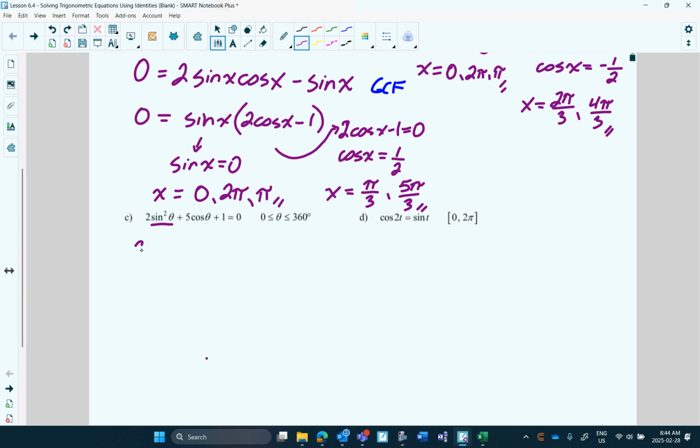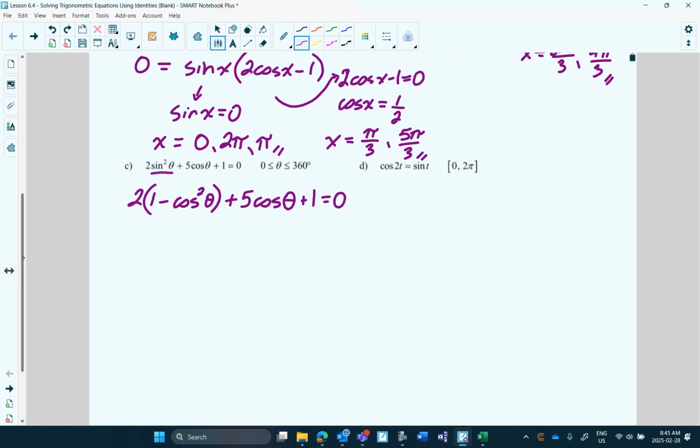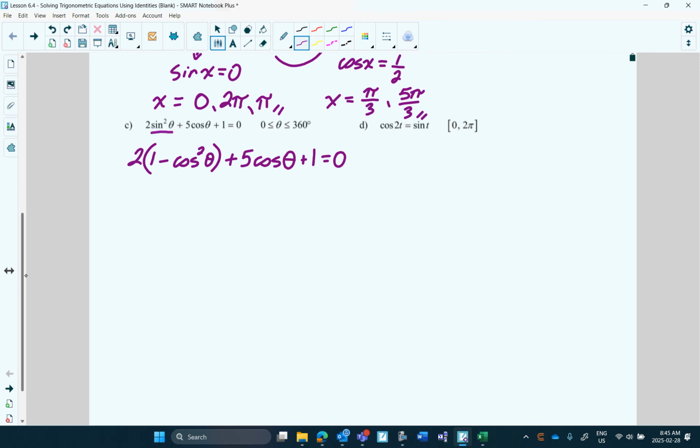Can you write that in terms of sine or cosine? 1 minus cos squared theta. Remember, that's the sine squared plus cos squared equals 1 variation. Plus 5 cos theta plus 1. Now I got everything in terms of cosine. But I got to simplify this before I start to factor it. So I got to get rid of the parentheses.